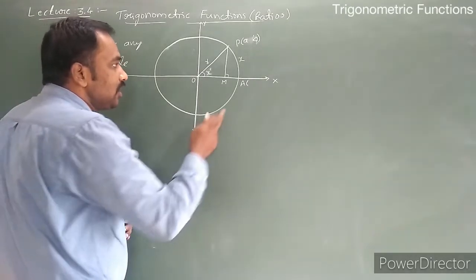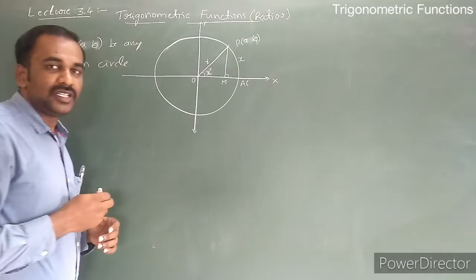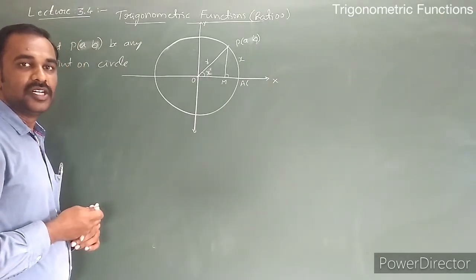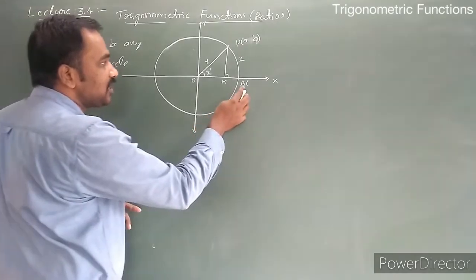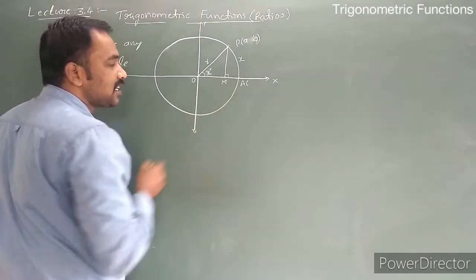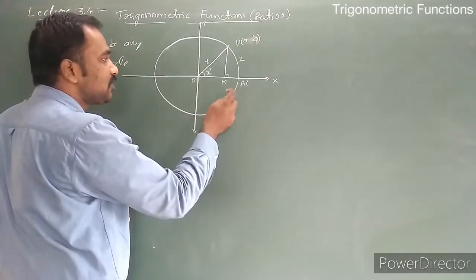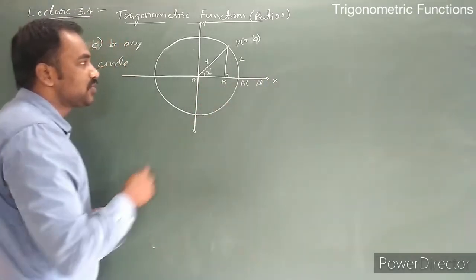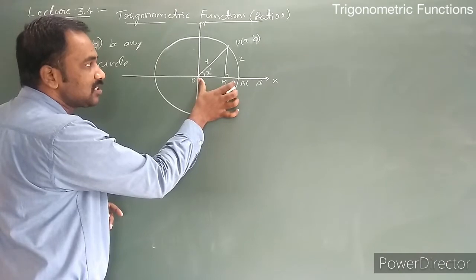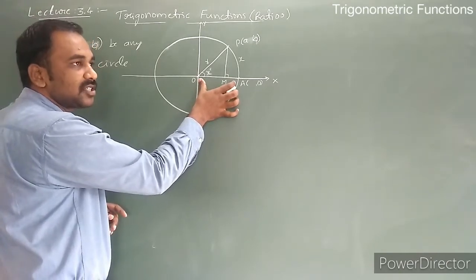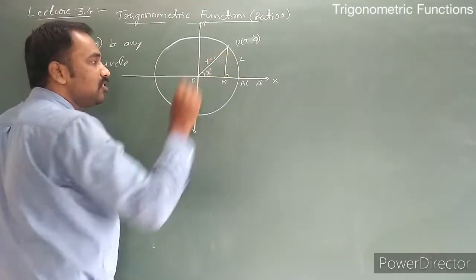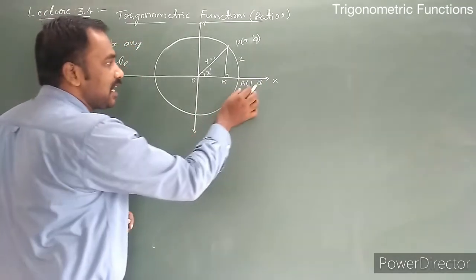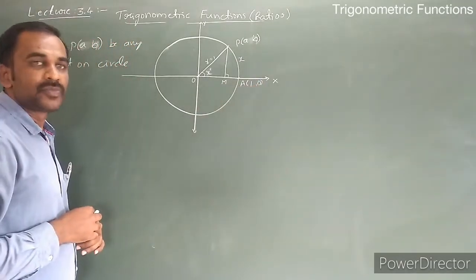Now, can you say what is the coordinate of the point A? The point is on the x axis, which means only the x value; the y value is 0. What is the x value? It is the OA distance. OA is nothing but the radius of the circle. Radius of the circle is equal to how much? 1 unit. Can I write it as 1, 0? Yes. A is 1 comma 0.